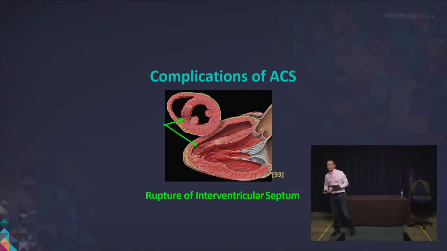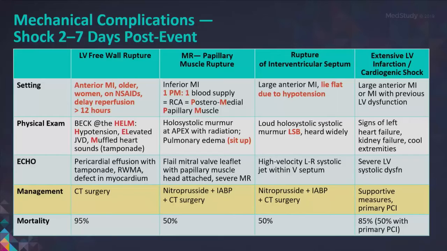Okay, let's talk about complications of acute coronary syndromes. Here is a classical mechanical complication, a rupture of the interventricular septum. And Pitbull and Christina would not be happy if this happened to them while they're on stage. So mechanical complications, let's talk about those.